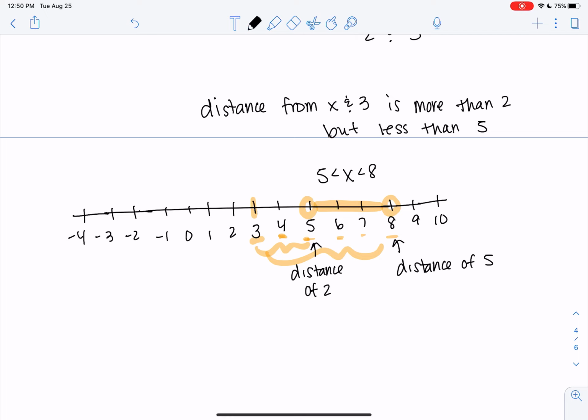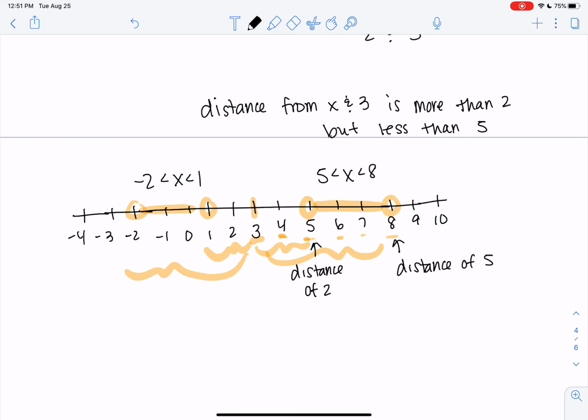But technically we can do the same thing on the other side. We could be 2 away in the other direction, which would be 1, or we could be 5 away, which would be -2. So x could also be in between -2 and 1. And if we solve this algebraically, you should get the same answer. But it's nice to have an idea of the visual interpretation.